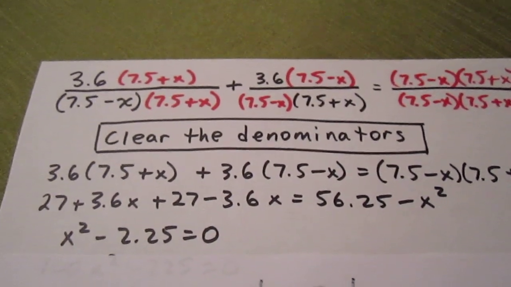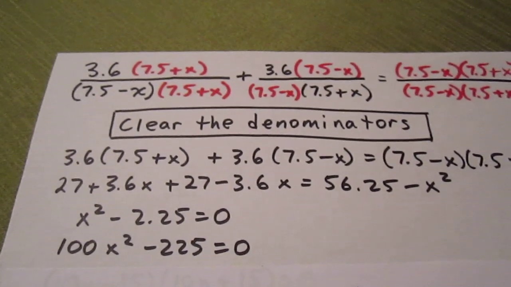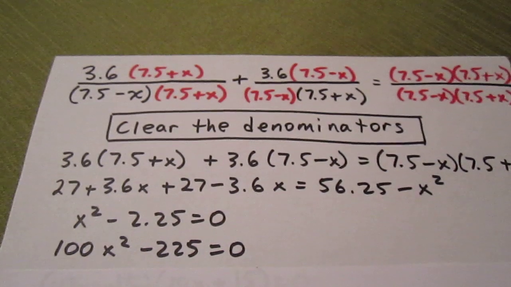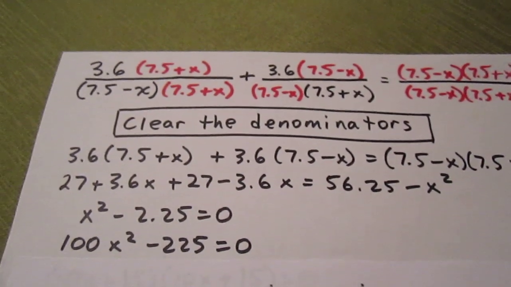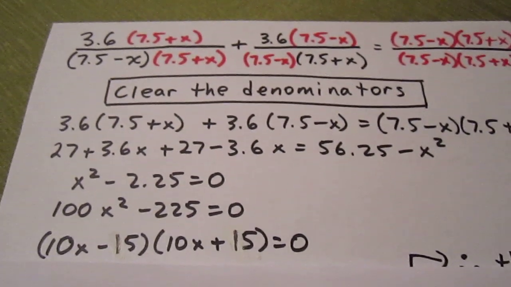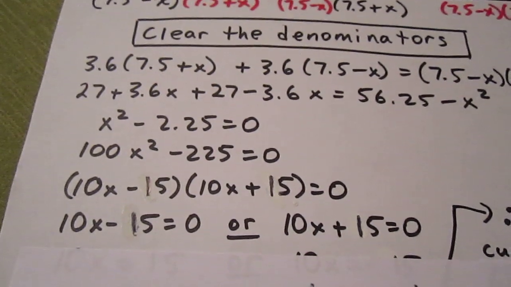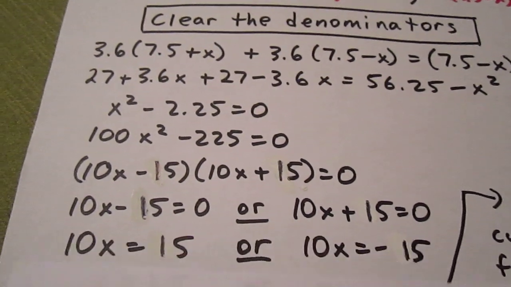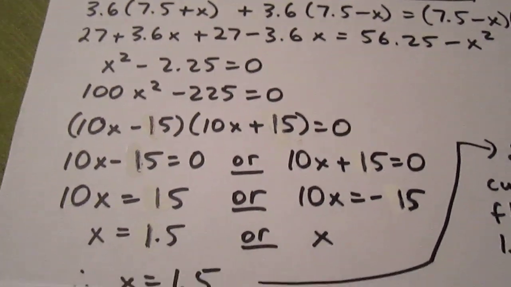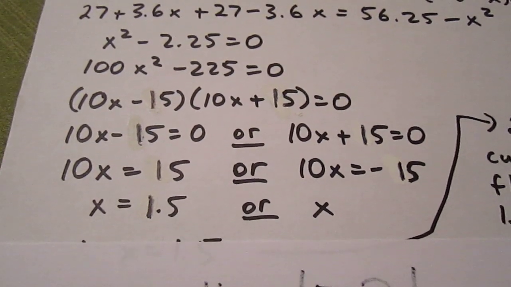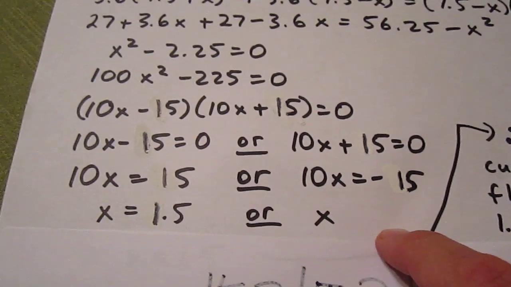If you don't see that, then you can get rid of the decimal by multiplying both terms by 10. 10x squared minus 225 equals 0. Multiplying both terms by 100. So 100x squared minus 225 equals 0. We can then do a difference of squares on this. 10x minus 15 times 10x plus 15 equals 0. So 10x minus 15 equals 0, or 10x plus 15 equals 0. 10x equals 15, or 10x equals negative 15, which means x equals 1.5, or x equals, that should say, negative 1.5. Forgot to write that in.